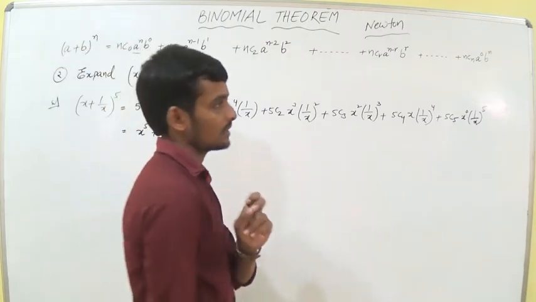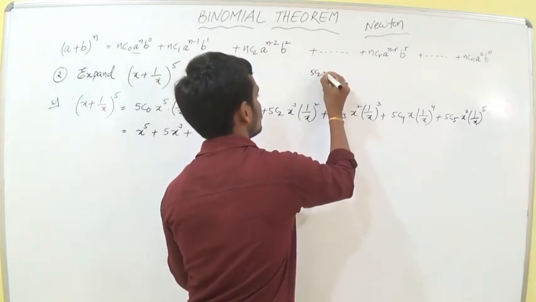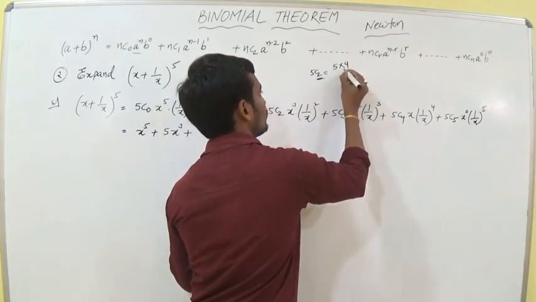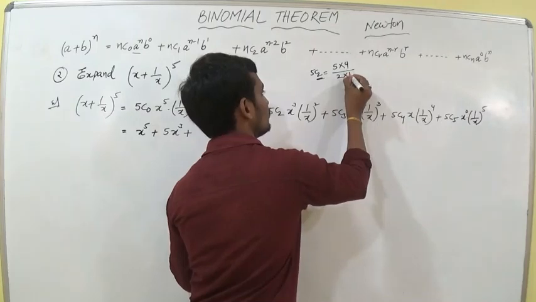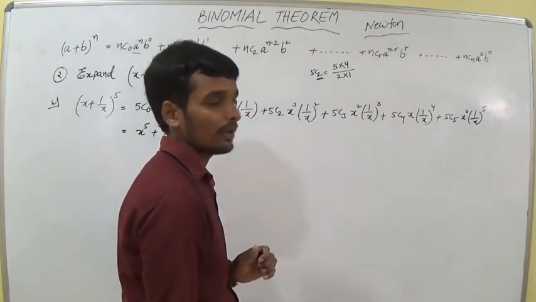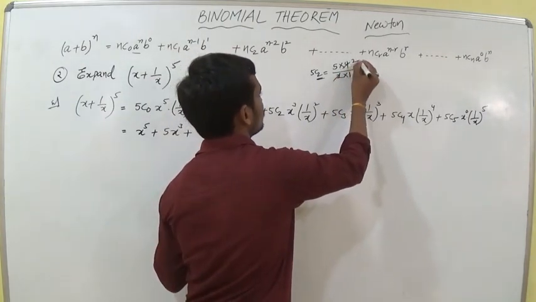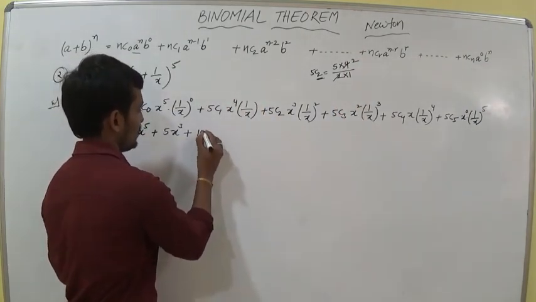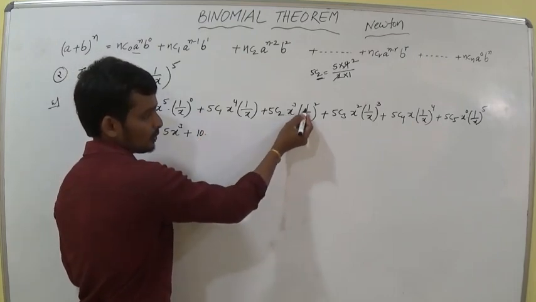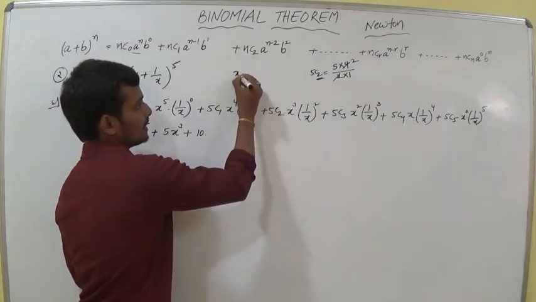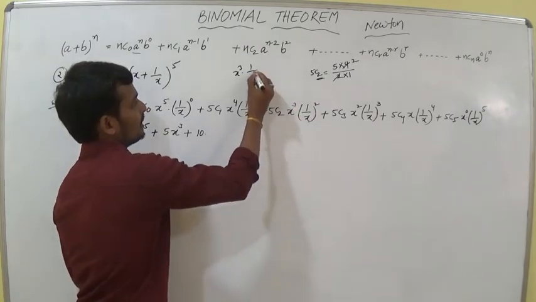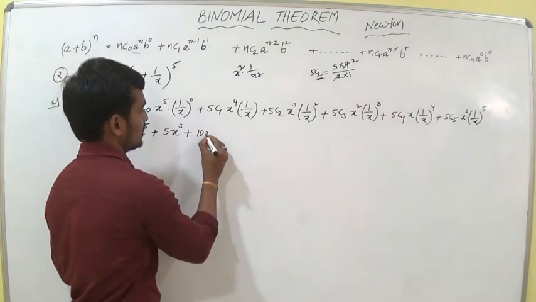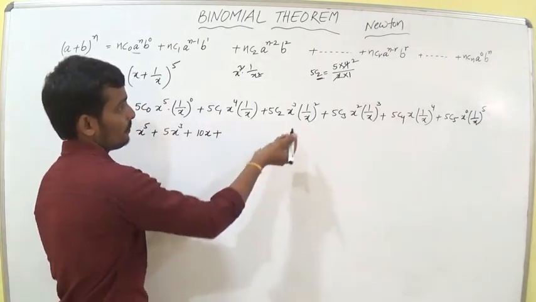I am telling you a shortcut for 5C2. 5C2 is equal to, what is the denominator here? We are writing 5 into 4 by 2 into 1. 2 cancels here, 2 times 5 is 10. Here 10 into x cube by 1/x square. Is this right? x cube into 1/x square, x square cancels with x cube, how many times? x times. So 10x. Here plus 5C3.